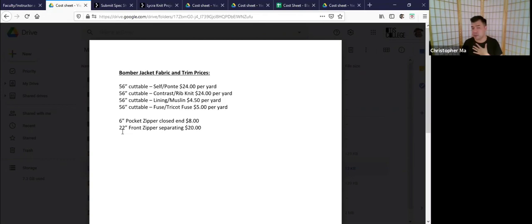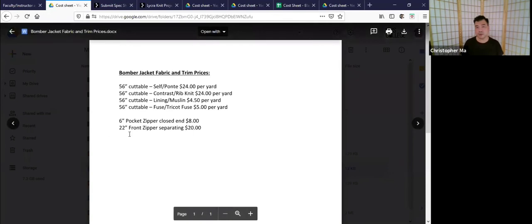The front zipper is 22 inches, separating, right? Make sure you say separating or close in. Otherwise, they don't know what to order. So front zipper is $20. Okay, use these prices for your cost sheet.